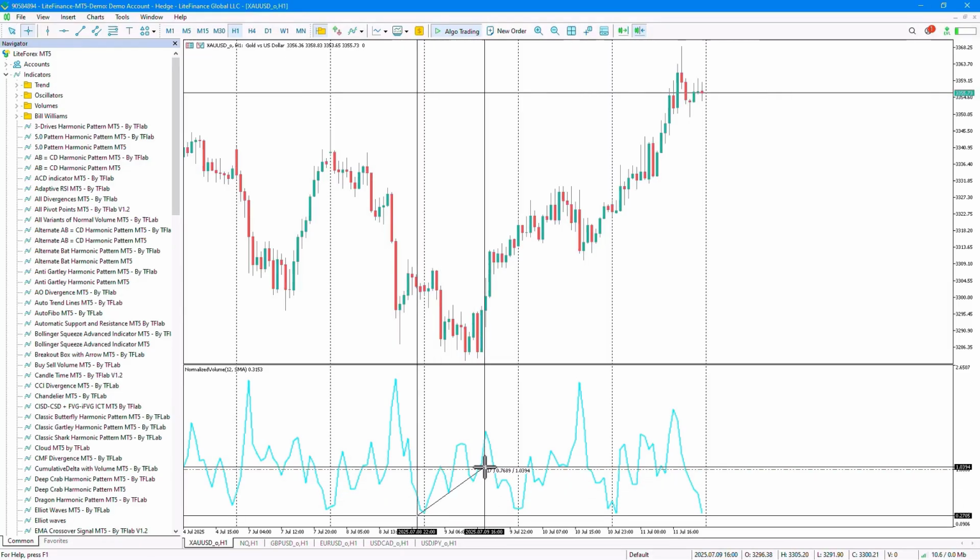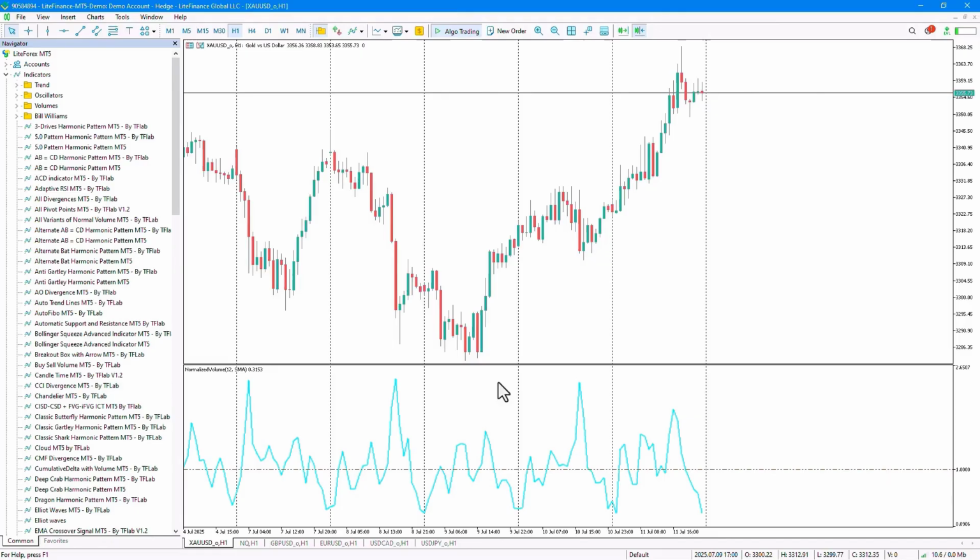And here, a divergence has occurred, which could have allowed us to identify the trend reversal in the market and enter an upward trend. As we can see here, the trend has changed and shifted from bearish to bullish.